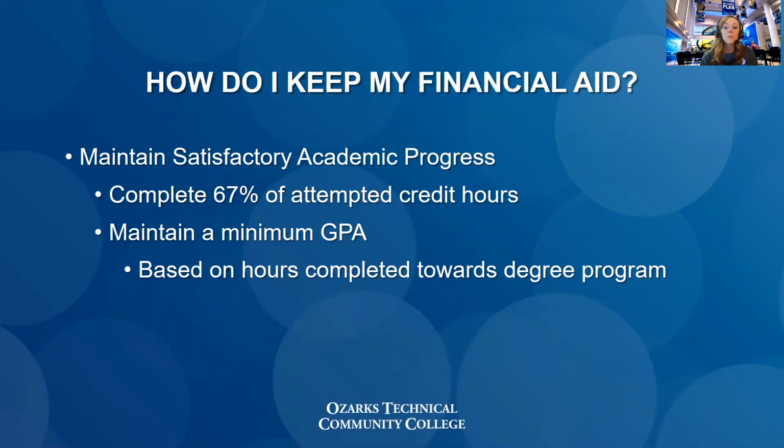How do I keep my financial aid? So, in order to keep any type of financial aid I have mentioned today, you must maintain satisfactory academic progress, and we call this SAP for short. So, basically, with SAP, you have to complete 67% of attempted credit hours. So, this means just to make sure you're not withdrawing from a lot of courses each semester, dropping courses unnecessarily.